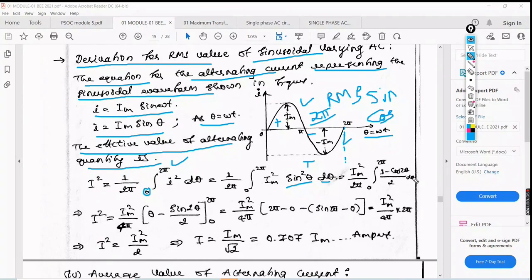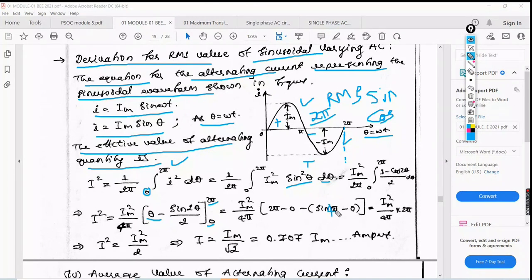Whenever you integrate this, the integration of 1 is theta, and the integration of cos 2 theta is sin 2 theta divided by 2. But 1 by 2 is a constant, I am taking that out, and 2 into 2 is 4. So Im square divided by 4 pi, theta minus sin 2 theta divided by 2. This is the maximum value and this is the minimum value, which I need to replace. That is 2 pi minus 0, minus the 2 theta replaced, which becomes 4 pi.